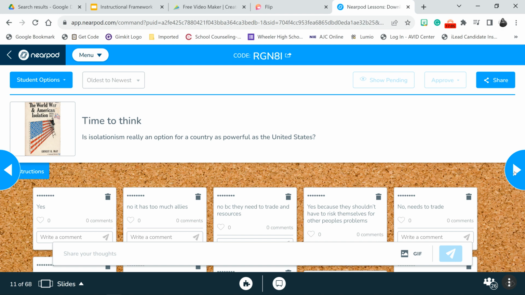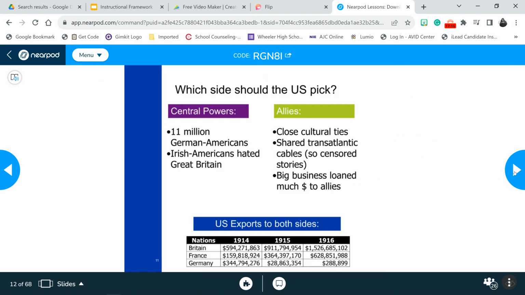All right, let's go to our next one. Which side should the United States pick? This is not necessarily something you put in your notes, but you want to make sure you understand this. The United States was giving money to everybody. Does everybody got me on that? If you look at the bottom little chart, I'll tell you how much.